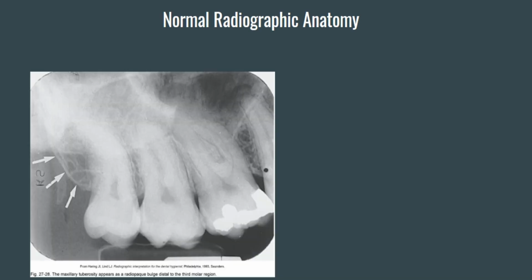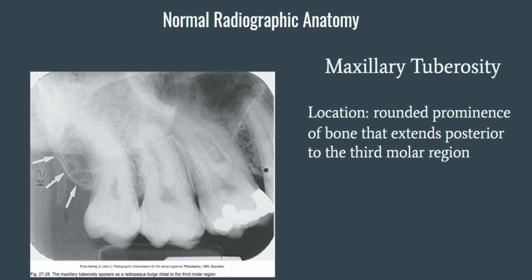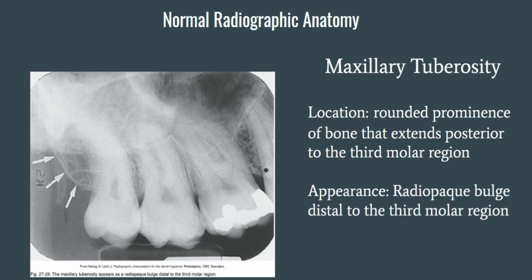The next landmark is the maxillary tuberosity. And this is a rounded prominence of bone that extends posterior to the third molar region. So kind of think of it as like a little bump that sticks out past where the third molars would be. And on a radiograph, it's going to be a radiopaque bulge distal to the third molar region. So this little bulge right here that those arrows are pointing to, that is your maxillary tuberosity.